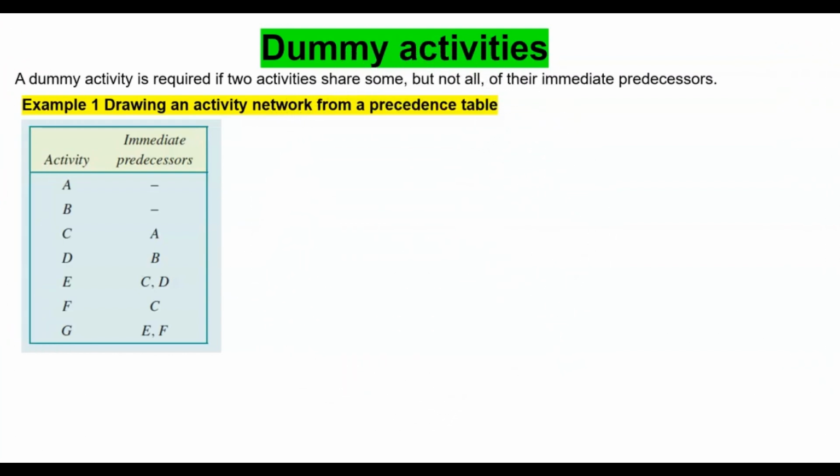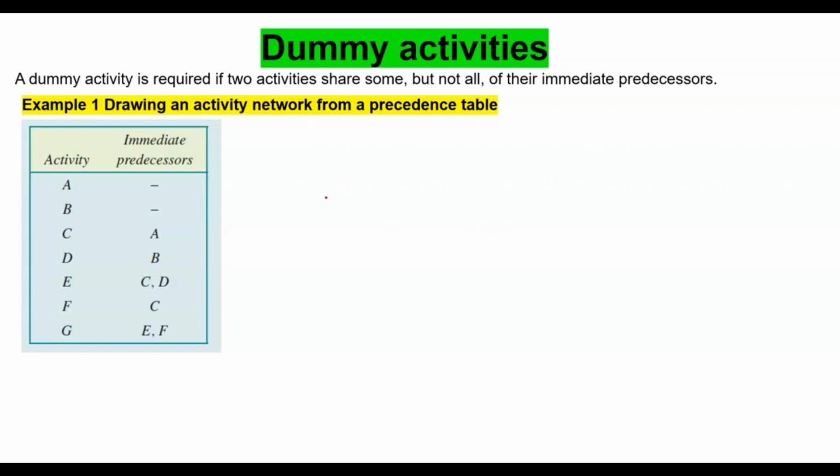Dummy activity. A dummy activity is required if two activities share some, but not all, of the immediate predecessors. Okay, so let's have a look at a scenario where we need a dummy activity. This is a precedence table, and we're going to draw the network and see how that one will work. Again, it's always a good idea to use a pencil, just to see if you need to make adjustments here and there.